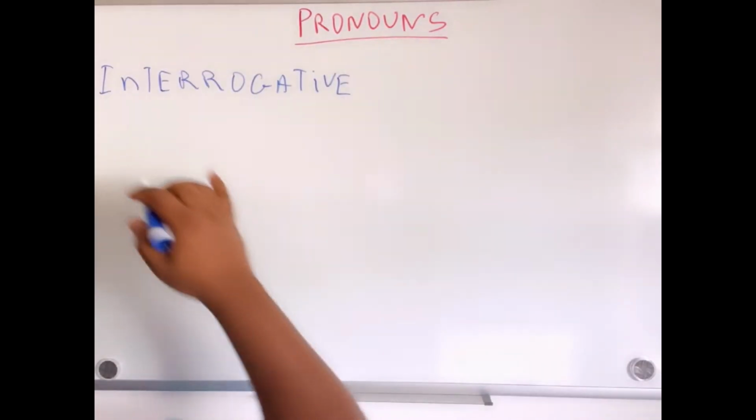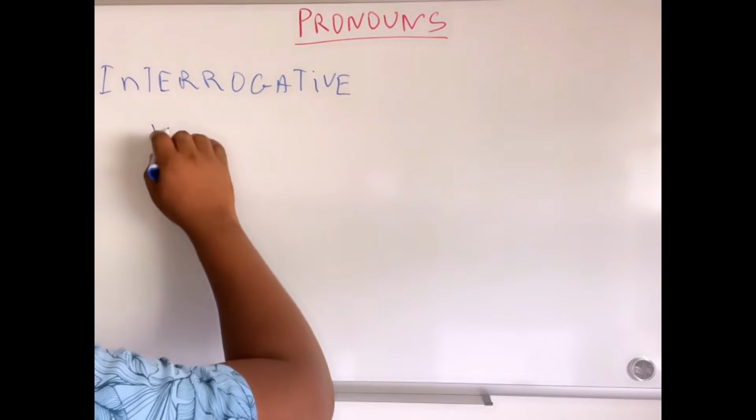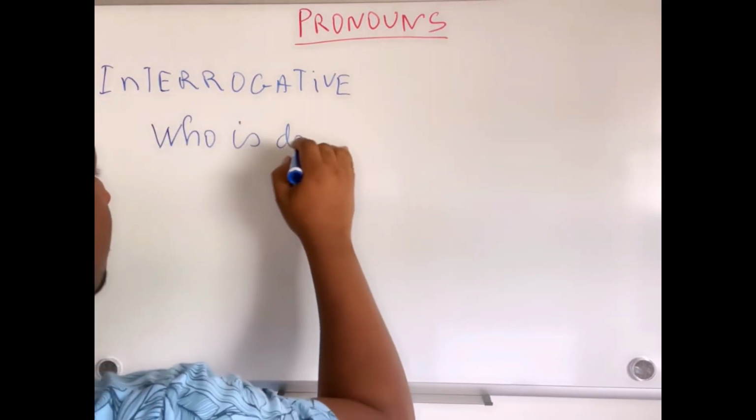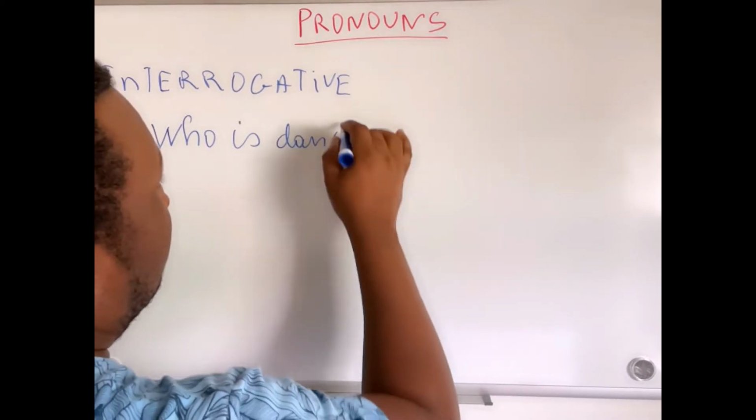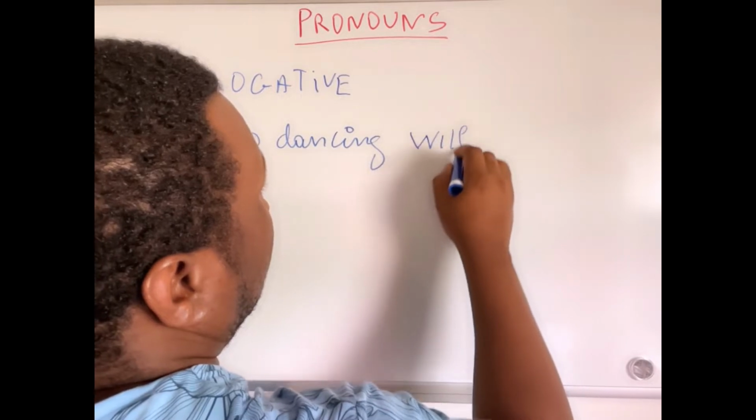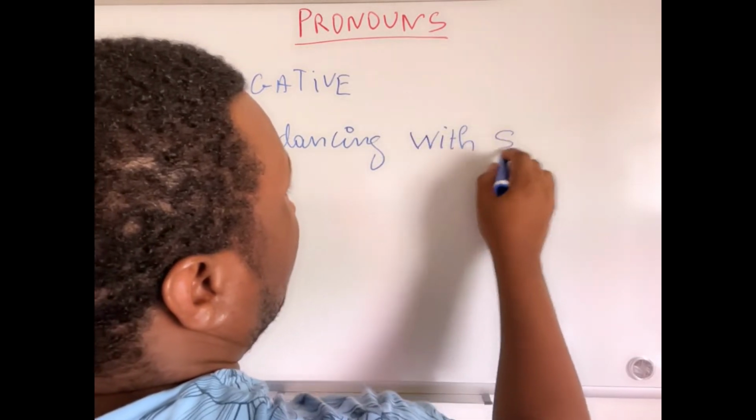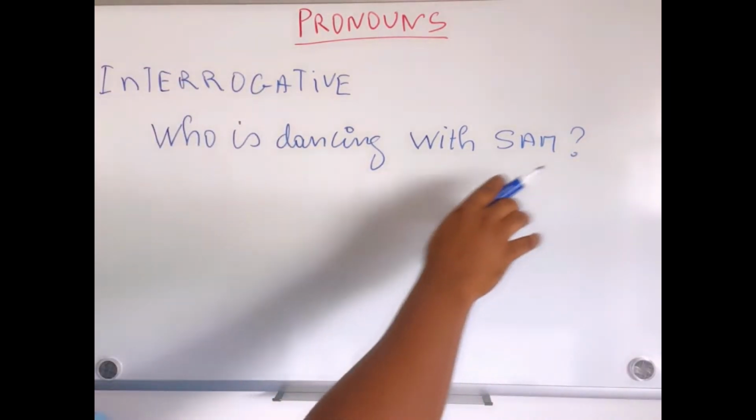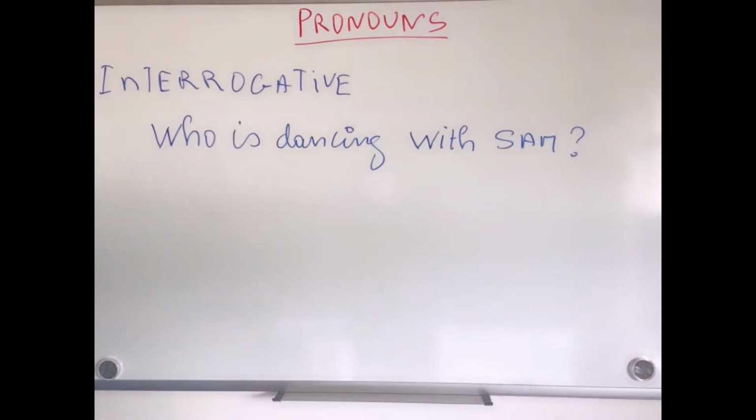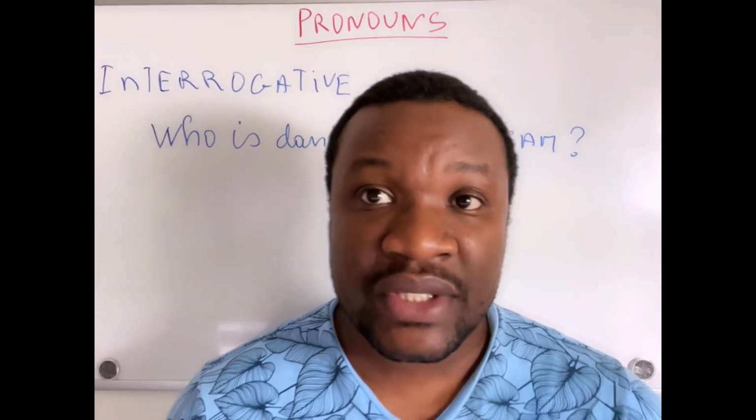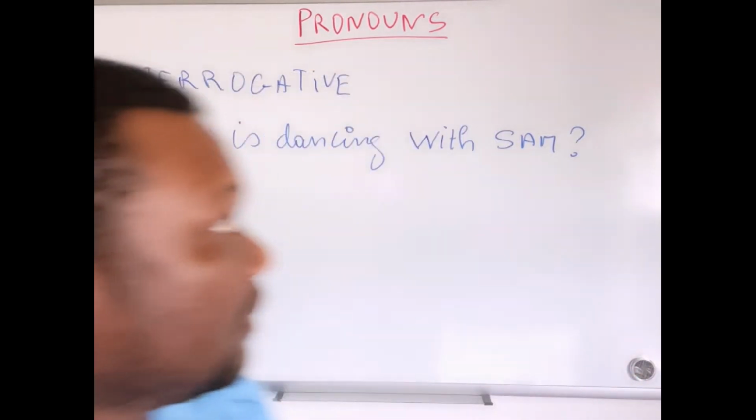Let's see. Who is dancing with Sam? Do not forget the interrogation, the question mark. Okay. Who is dancing with Sam? So interrogative pronouns, they allow you to ask question. Who is dancing with Sam? Alright.